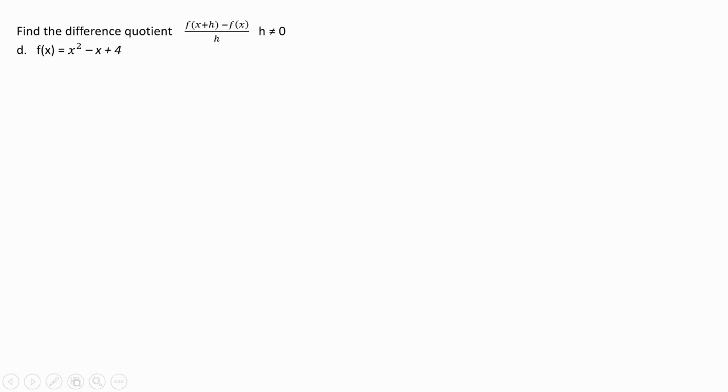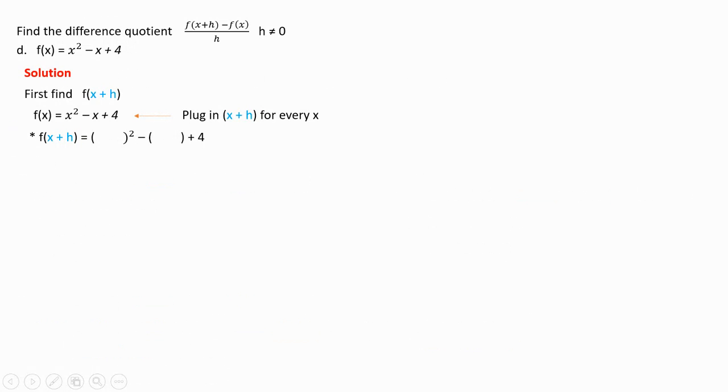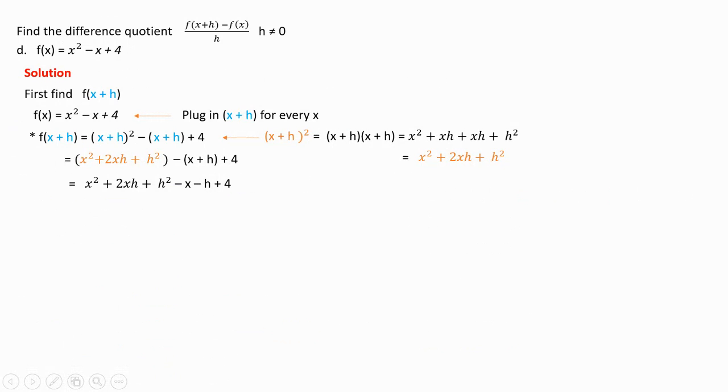Now for D, this is called find the difference quotient. This is part D. So again, I'm going to do it in 3 parts. The first part, I need to find f of x plus h, which I already did in the previous slide, but let's do it again. So I'm going to plug in x plus h for every x. Now I'm going to simplify the x plus h squared, which will be x squared plus 2xh plus h squared. This will give us negative x minus h, plus 4. So this is the answer for the first part, for f of x plus h.